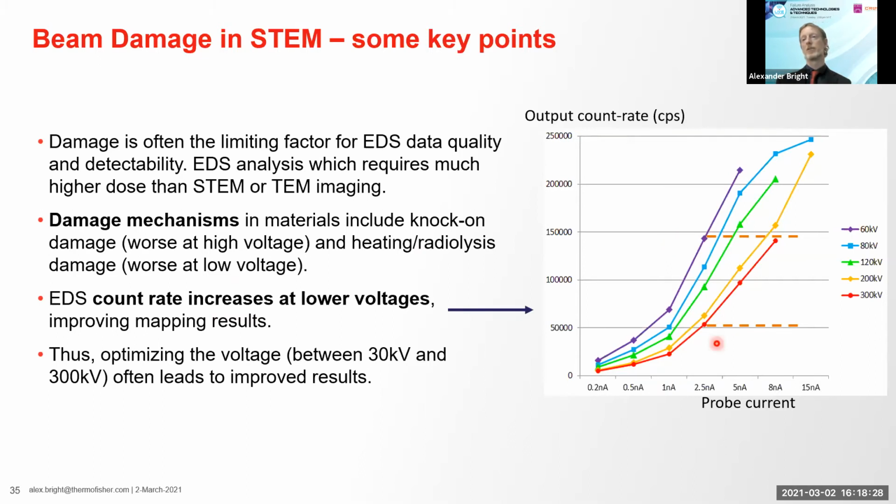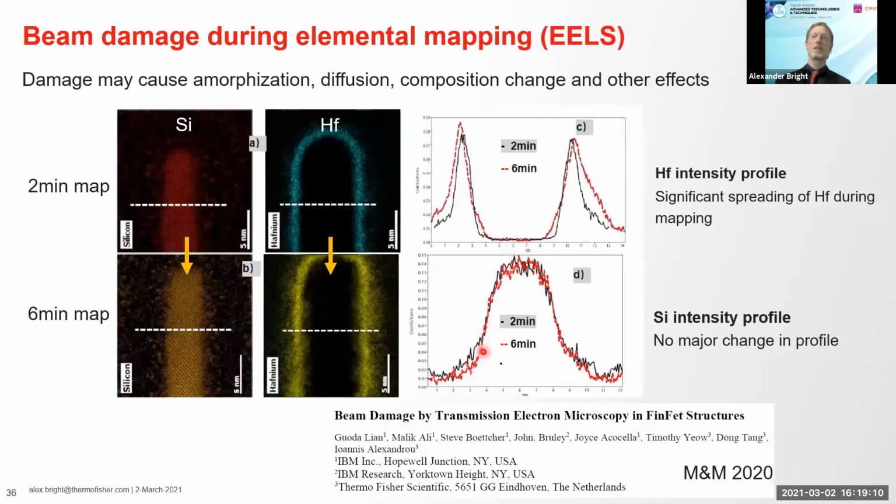So if we look at this graph on the right, I'm comparing the count rate generated with the same current as you vary the acceleration voltage. Here, as I move at the same 2.5 nanoamps current from 300 kV to 60 kV electrons, you see almost a 3 times increase in the EDS count rate. So you get much more EDS signal in your map using the same current. Okay, so this is always a factor that's worth considering. And I think it's a really big reason for using low voltage to acquire STEM data. Optimizing the voltage is going to be a really important factor in getting the best data on your sample.